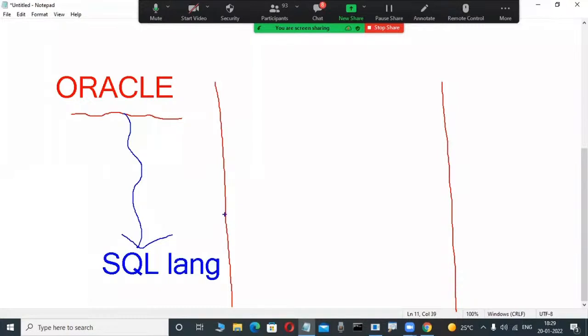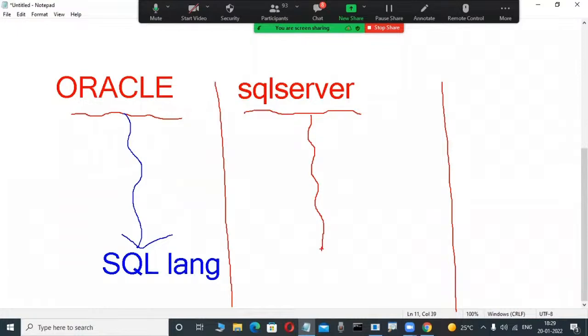Suppose in my company another project is also there. That is also a relational database product, a Microsoft product. SQL Server is the product. Some employees are working on the SQL Server product. That is also a database product, same as Oracle, but to operate that SQL Server they use one language only. What is that language? SQL is a language.